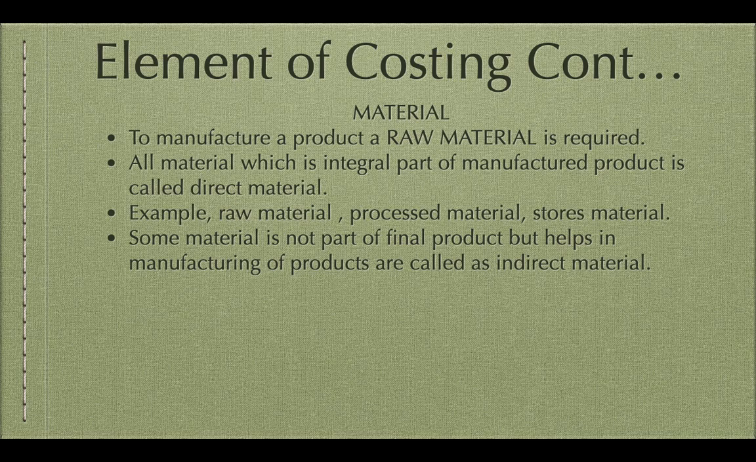Some materials which are helping us in the finalization of your product, but are not part of your final product, are called indirect materials. Example: oils, hand gloves, stationeries. Workers use oils and hand gloves during the manufacturing process, and stationeries are used in our various supporting departments. So these are the indirect materials which are used for the manufacturing of a product.